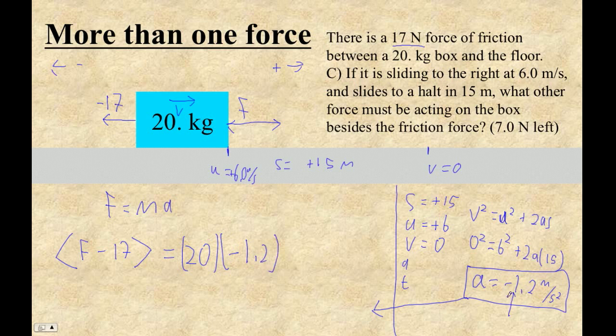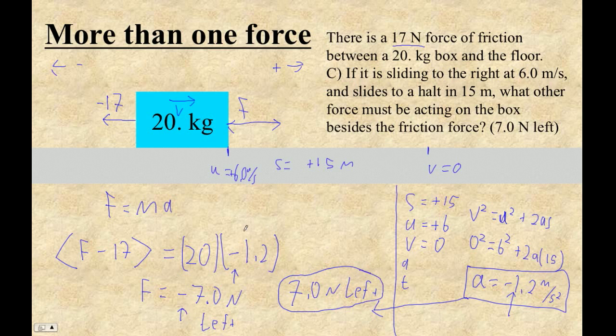Indeed, because it's negative, it's actually decelerating. We've got to make it negative again. So 20 times negative 1.2 is negative 24, and then I'm going to add 17. And I get that the force is equal to minus 7.0 newtons. The minus sign means it's to the left, so we'd have to say 7.0 newtons left. That's the direction of it.